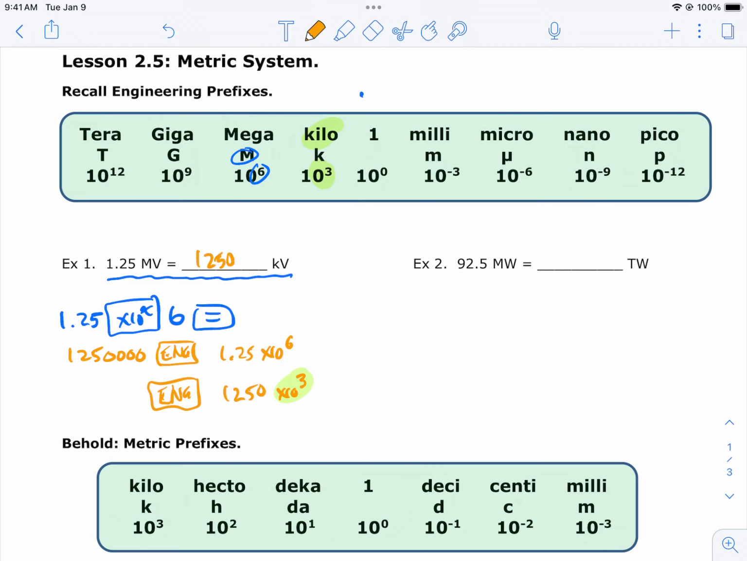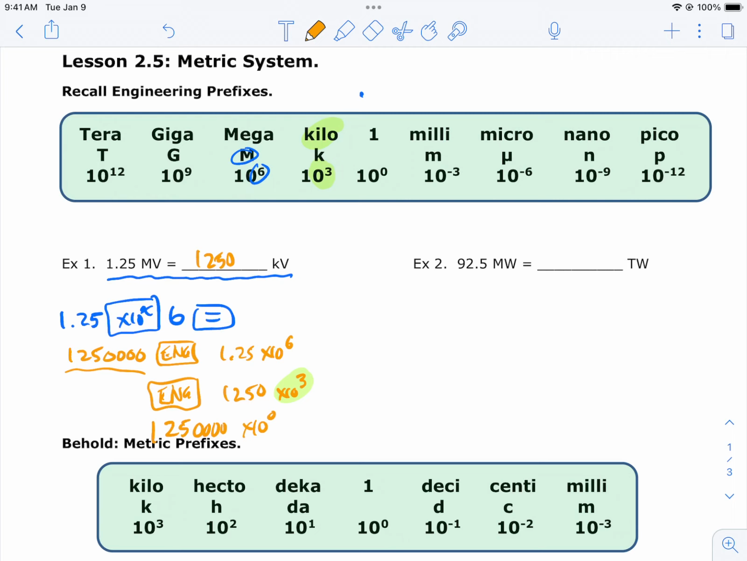Ain't that cool? And of course you could hit the eng button again. Now it's saying 125 with 4 zeros times 10 to the 0, which is the same as this number, because 10 to the 0 is 1. So it's 1,250,000. And you can hit the eng button again and again and again.